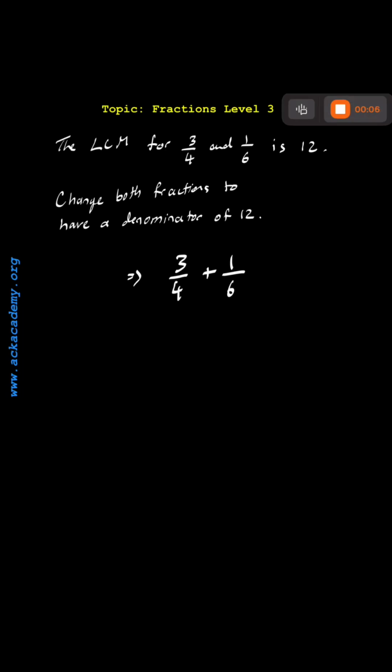The LCM for 3 over 4 and 1/6 is 12. Change both fractions to have a denominator of 12. Basically, they tell us that the LCM is 12. So if they've given us the information that the LCM is 12, we don't need to find the LCM, we just have to do the next step afterwards, which is just write down the common denominators as 12.